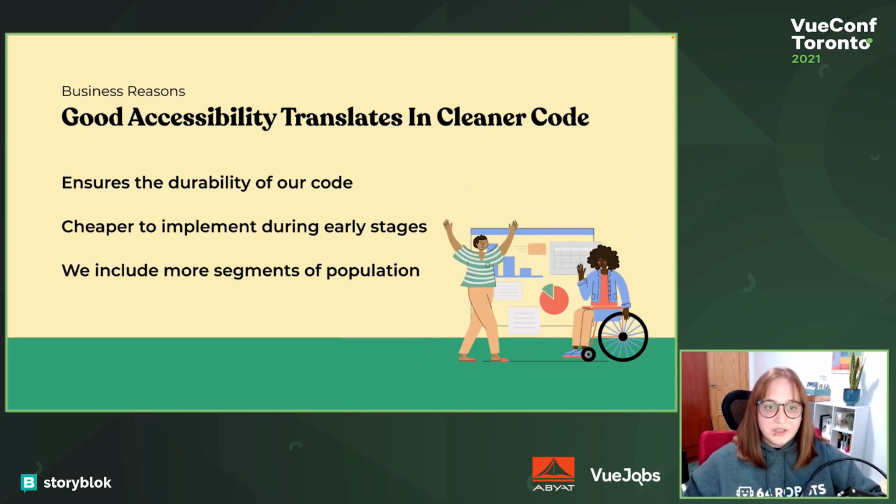Another business reason is that good accessibility translates into cleaner code. It ensures the durability of our code because our legacy code will age better, and it's much cheaper to implement during early stages. And of course, as we discussed before, we include more segments of the population.